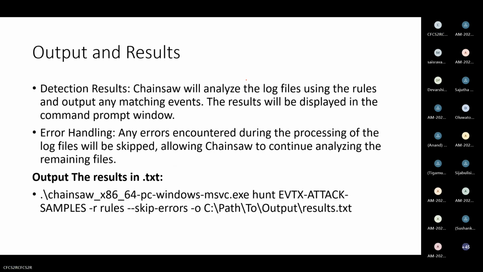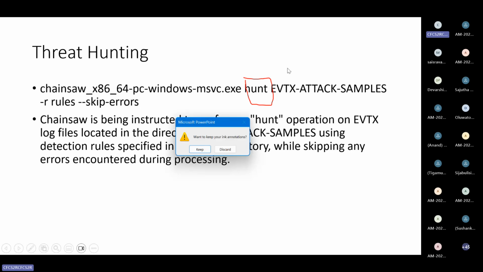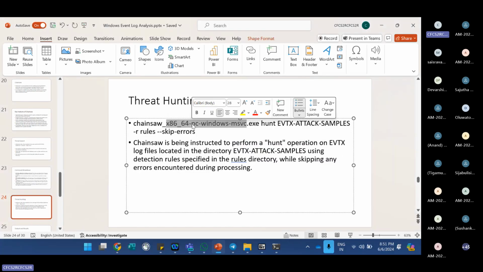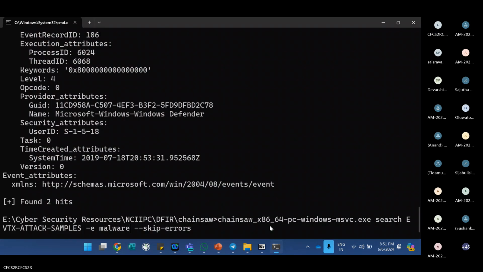Okay, so what can be the detection results? Chainsaw will analyze the log file using the rules and output any matching events. The result will be displayed in the command prompt window. And since we have used the skip-errors option, error handling will be covered. And if you want to write the output into a particular folder, then you can use the option -o. Okay, so let us copy this particular command and just try to run it on our system.